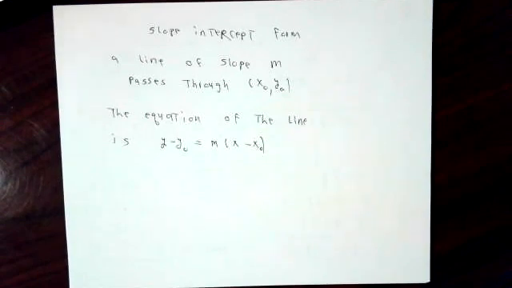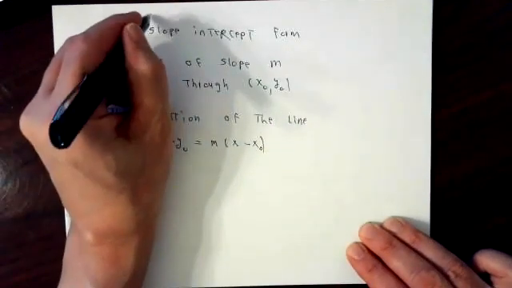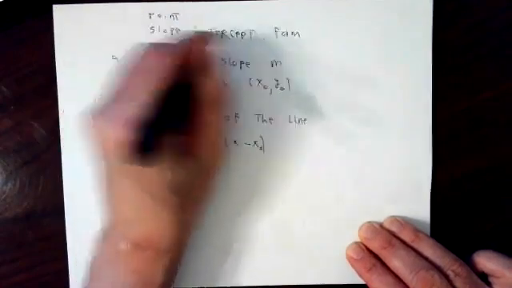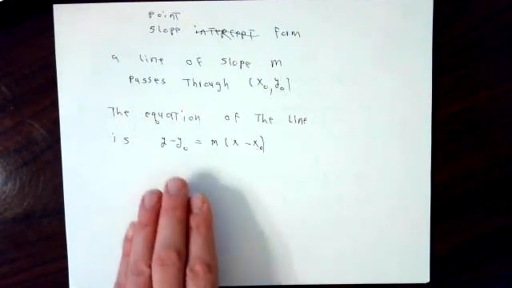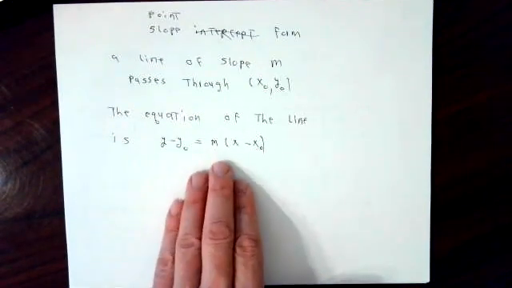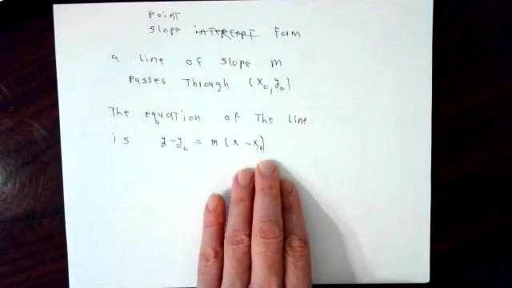A frequently more convenient way of writing this sort of thing is called the slope-intercept form, except that it isn't. It's called the point-slope form of the equation for the straight line. And it works this way. If I know a straight line and it has slope equal to m, and I know that it passes through a given point, (x0, y0), then I can just write down the equation for the line as y minus y0 equals m times x minus x0.